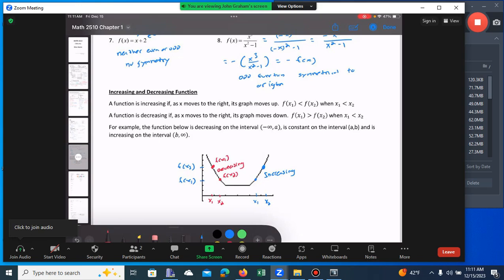Easiest way to remember is as x goes to the right, if your graph moves up, it's increasing. If your graph moves down, like a downhill graph, then it's decreasing. And constant means that if you have x1 and x2, and the function of x1 is equal to the function at x2, then the graph is staying the same value, it's constant.